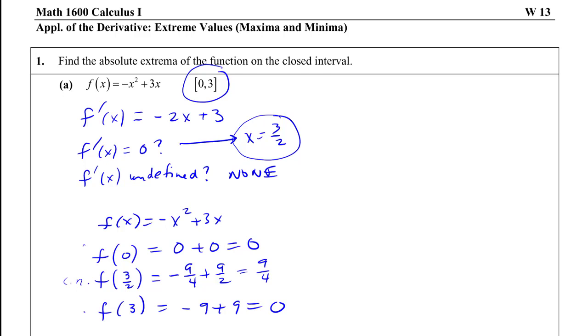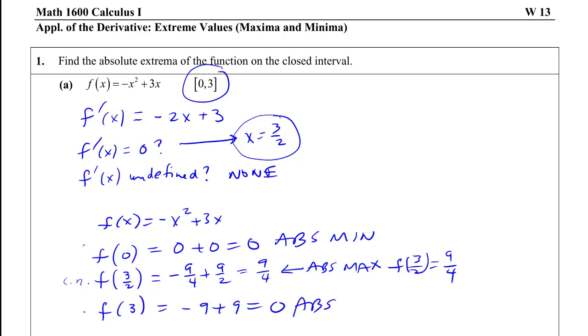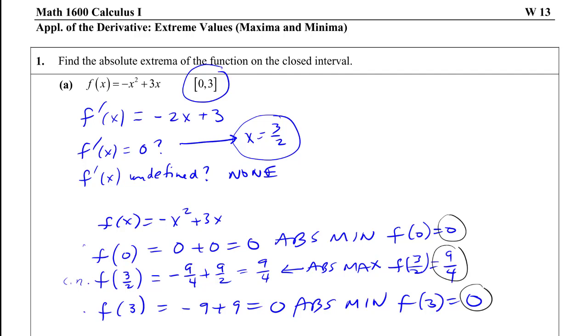All right, so we do have our absolute max of 9/4 occurring at 3 halves. And then we have a tie, so we have an absolute min of 0, which occurs both at 0 and at 3. Again, you don't really have to say where they're occurring. The real absolute max and absolute min are the values 0 and 9/4, but I just like to also indicate where they are.